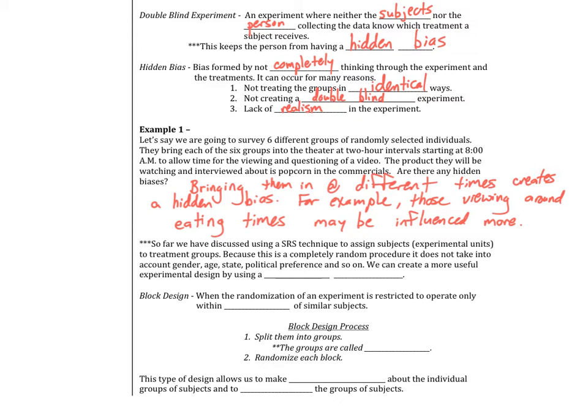So far, we've discussed using simple random sample technique to assign subjects to treatment groups. Because this is a completely random procedure, it does not take into account gender, age, state, political preference, and so on. We can create a more useful experiment design by using block design.